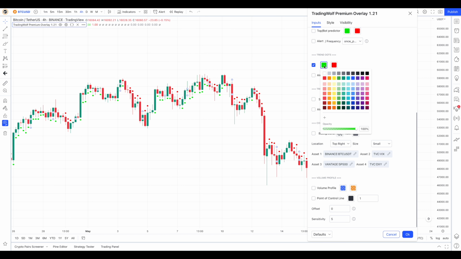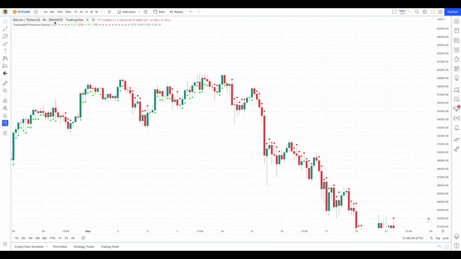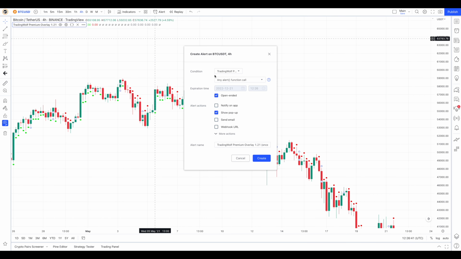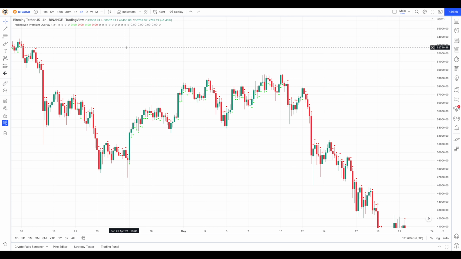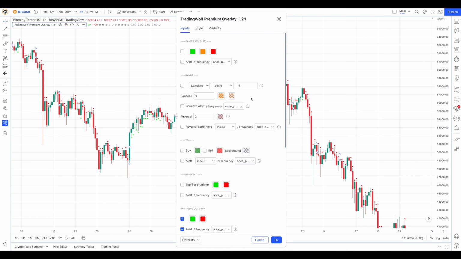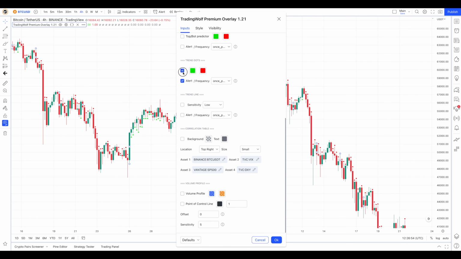You can change the colors of the tops and bottoms, and to create an alert, simply just toggle it on once per bar close. You can use once per bar, but you may get some repainting signals. And continue anyway. Simple. Okay, next we have our trend line.